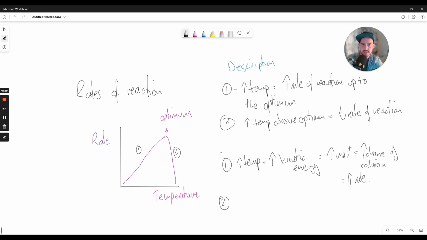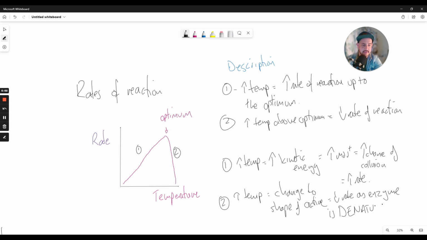So let's now write this down as our explanation to step 2. So any increase in temperature above optimum equals a change in the shape of the active site, and this equals a decrease in the rate as the enzyme is denatured. Let me write that out for you there.